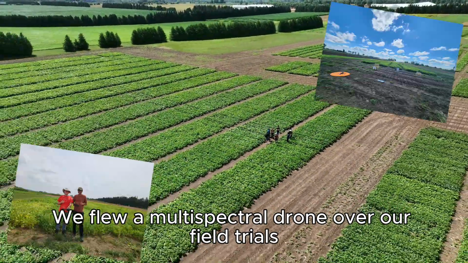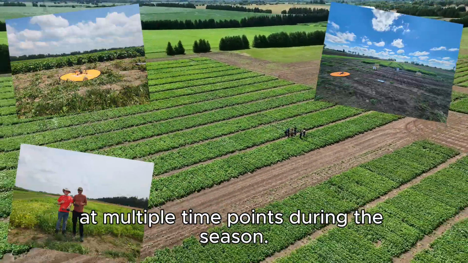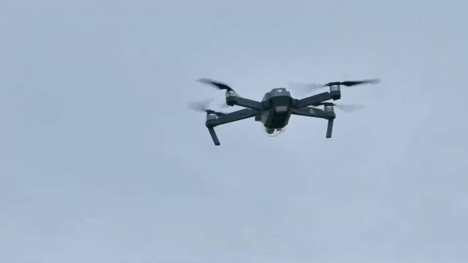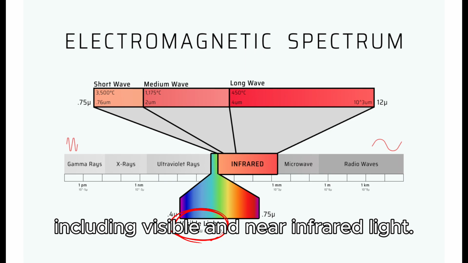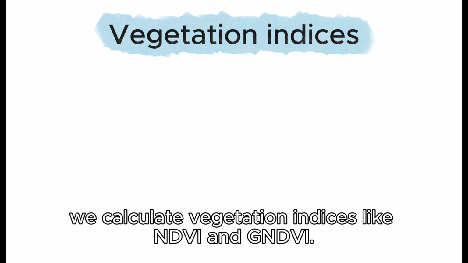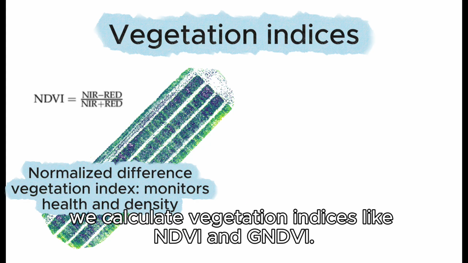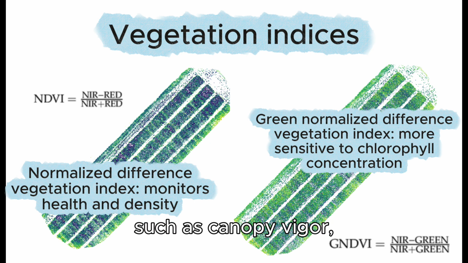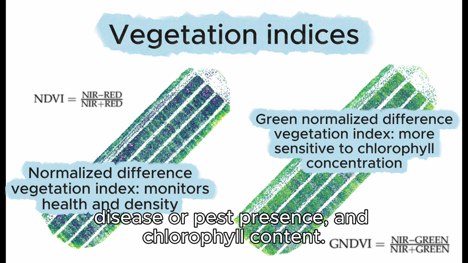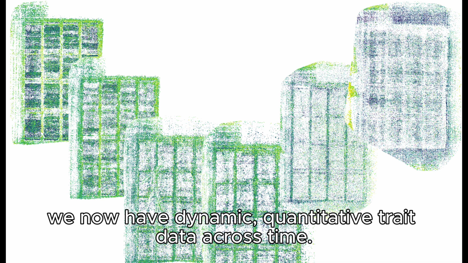We flew a multispectral drone over our field trials at multiple time points during the season. The drone captures reflectance at different wavelengths, including visible and near-infrared light. From that reflectance data, we calculate vegetation indices like NDVI and GNDVI. These act as indicators for physiological traits, such as canopy vigor, disease or pest presence, and chlorophyll content. So, instead of a single end-of-season measurement, we now have dynamic, quantitative trait data across time.